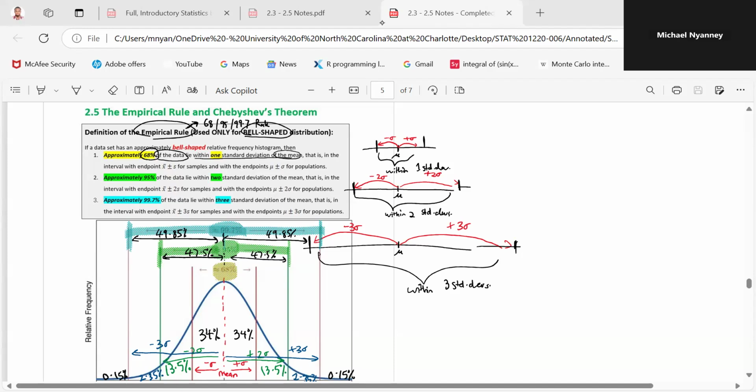So we've already talked about Section 2.3, Measures of Variability, and 2.4, Relative Position of Data, and today we are on 2.5, the Empirical Rule and Chebychev's Theorem. So we will start with the Empirical Rule. And this rule is used only for bell-shaped distributions.